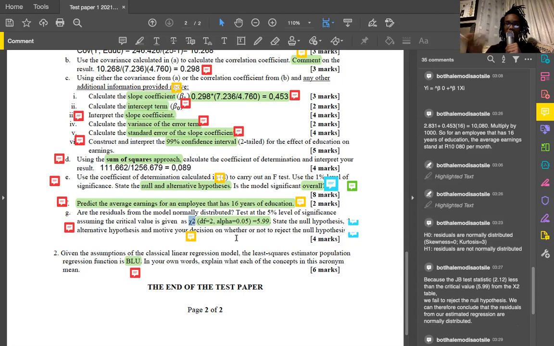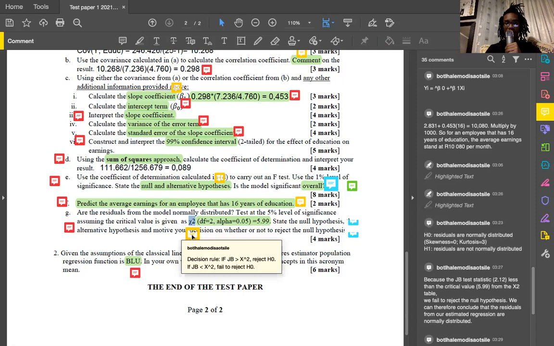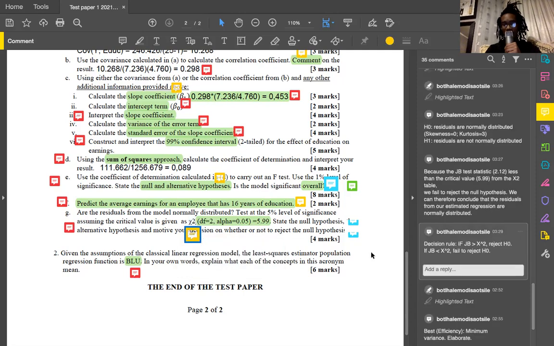If you are told, do the Jarque-Bera test, and they don't tell you what the percentage or the level of significance is, by default, it's 5%. But if they say it's 1 or 10%, then you follow that. So yeah, in this case, we have a decision rule as well that we need to follow.